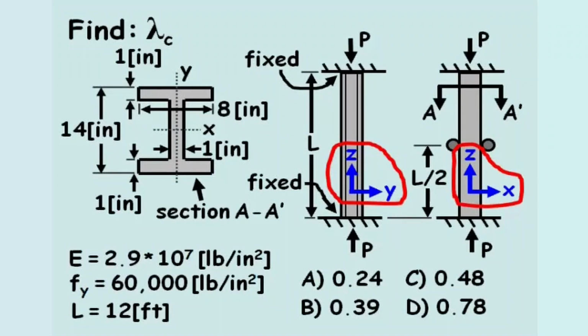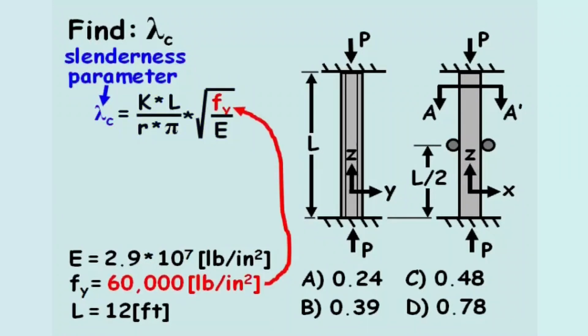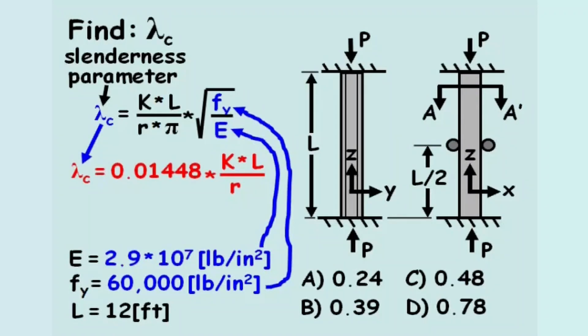The slenderness parameter, lambda c, equals KL over R times pi multiplied by root Fy over E. In this equation, we already know the yield stress of the steel, Fy, and the modulus of elasticity, E. If we simplify this equation, lambda c equals 0.01448 times KL over R.